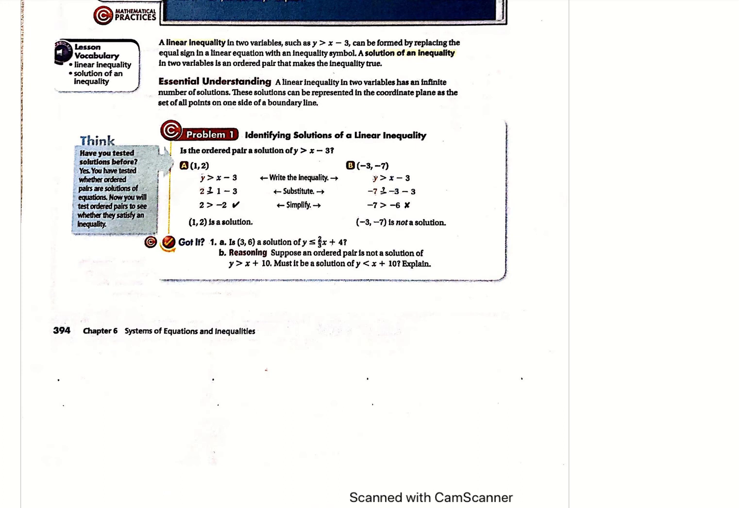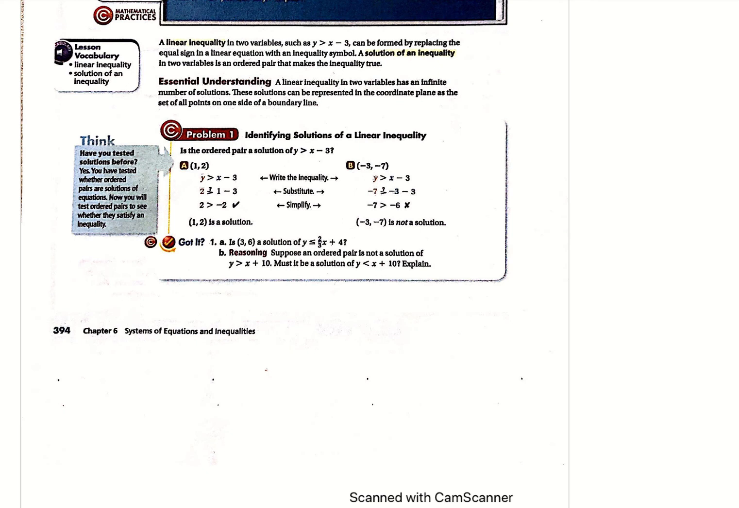The main difference between what we're looking at here versus what we looked at with the number lines is that we're working in two variables here. We have x and y. And a solution of an inequality in two variables is going to be an ordered pair that's going to make the inequality true.